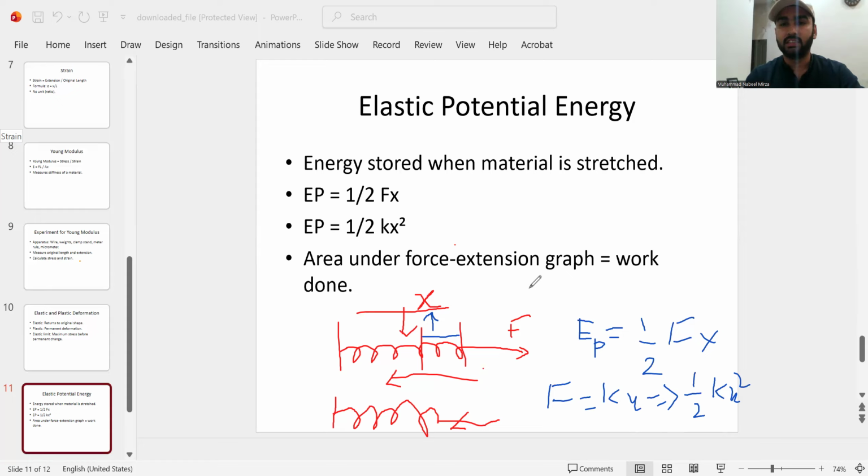Area under a force extension graph is equal to work done. It means that the area created by the force extension depends on how much force we applied. If we apply more force, then more area will be covered, and the length will also be increased. So it shows that area under the force extension graph is equal to work done. The more force we apply, the more work is done.